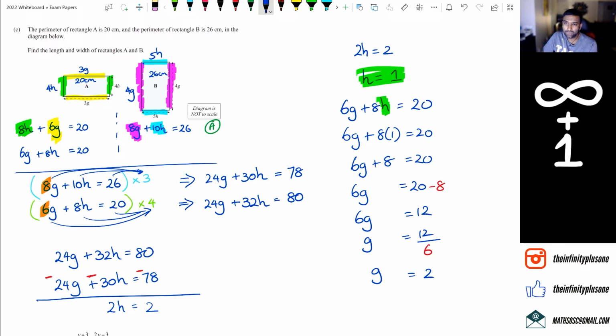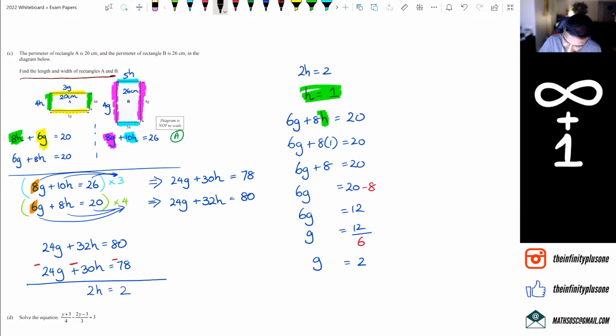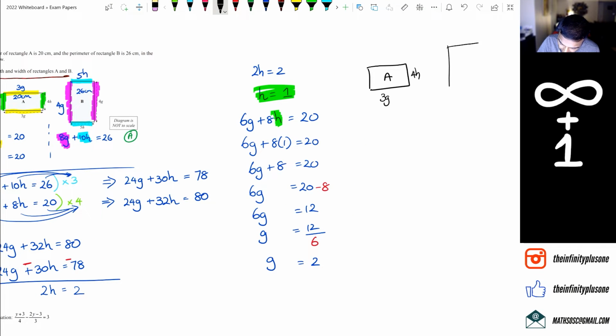Now, I've not finished the question, because if you go back and look at the question, it actually says, find the length and width of rectangle A and B. So you've got to actually go back and substitute g and h. What I'll do is I'm just going to copy rectangle A here. So that was A, where it was 3g and 4h. Then we had rectangle B, which was 4g and 5h.